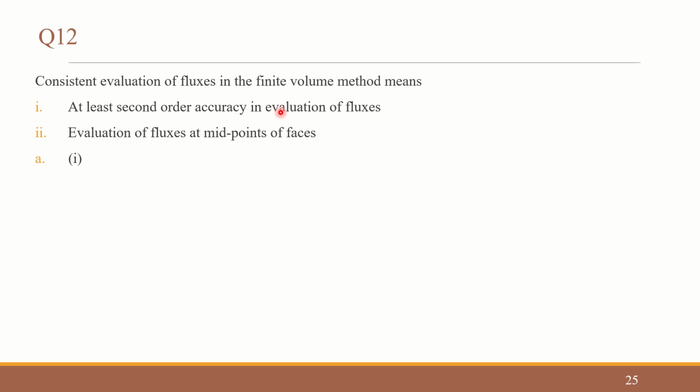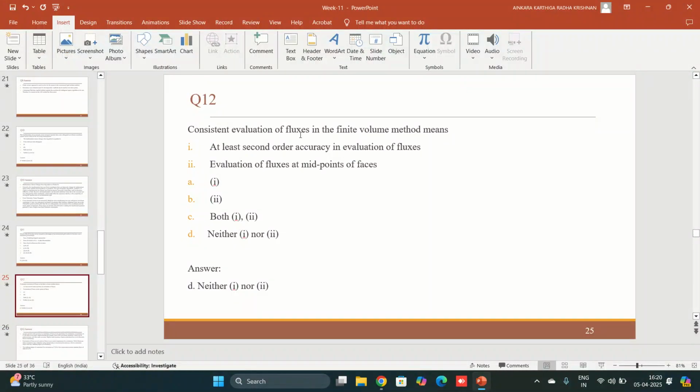So we'll look at the options. Option A 1, option B 2, option C both 1 and 2, option D neither 1 nor 2. So answer is option D, that is neither 1 nor 2 is the right answer. So we will look at its explanation.